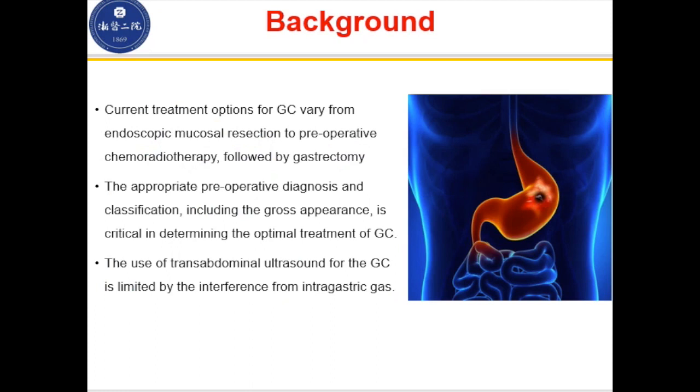Current treatment options for gastric cancer vary from endoscopic mucosal resection to preoperative chemoradiotherapy, followed by gastrectomy. Preoperative diagnosis and classification, including the gross appearance and the T-staging, is critical in determining the optimal treatment of gastric cancer. The use of transabdominal ultrasound for gastric cancer is limited by the interference from the intragastric gas.